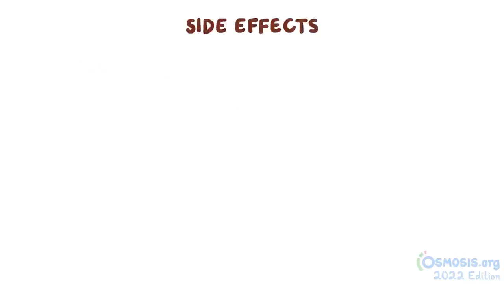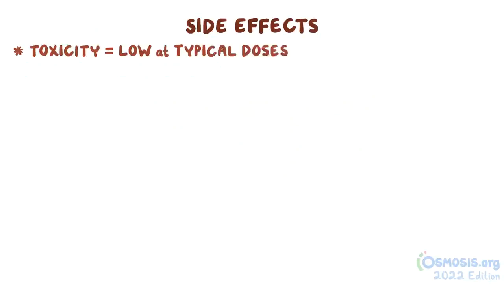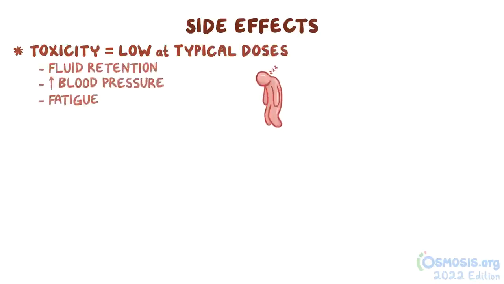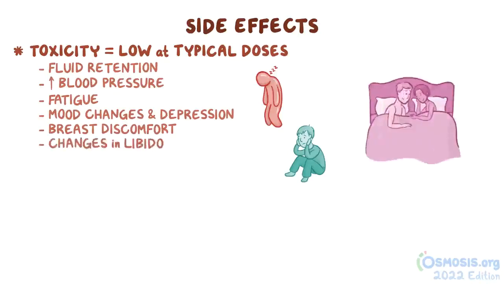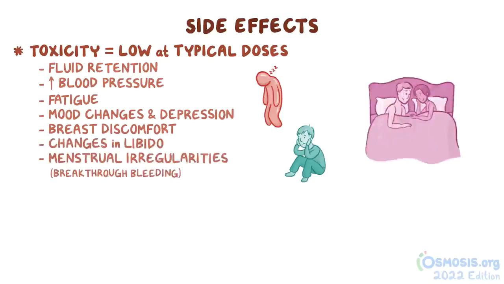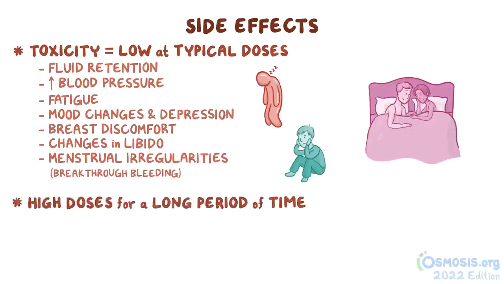Alright, now for side effects. The toxicity of progestins is low at typical doses. However, they may cause fluid retention and increased blood pressure, fatigue, mood changes and depression, breast discomfort, changes in libido, and menstrual irregularities such as breakthrough bleeding, which refers to any form of vaginal bleeding, usually mid-cycle. Progestins given in high doses for a long period of time can also cause a reversible decrease in bone density and delay the resumption of ovulation after termination of the therapy.